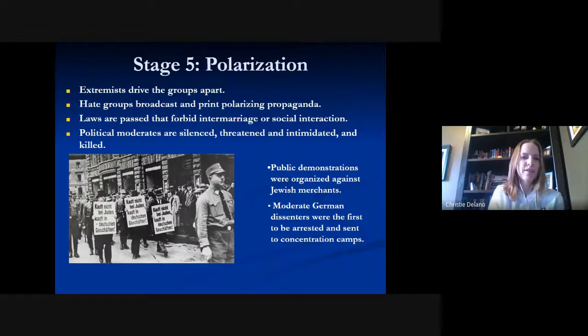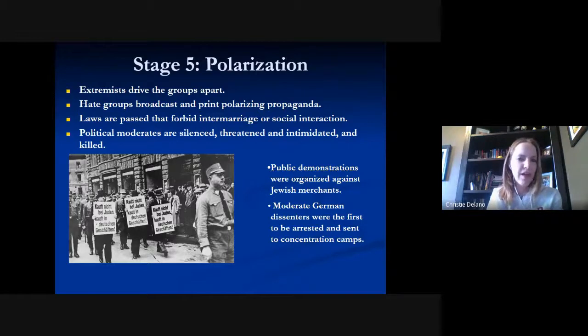Stage 5, we're looking at something called polarization. And right, all of these stages have to happen in sequence, okay? Because stage 5 is going to build on the division started in stages 1 and 2, and then further in 3 and 4. And so you've got this extension of the propaganda campaigns, right, through broadcasting, print, polarization, various laws get passed. We're going to be talking about many of those laws in our next lecture, the factors that led to the Holocaust itself. But various laws being passed to forbid intermarriage, social integration, those types of things.